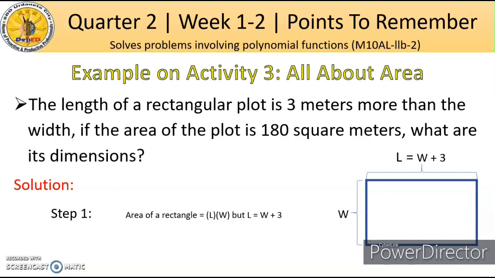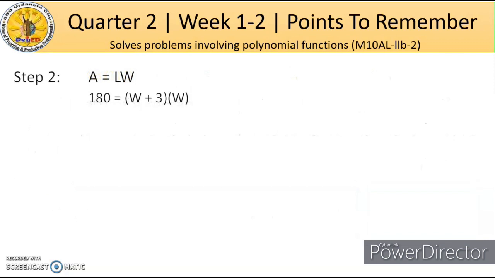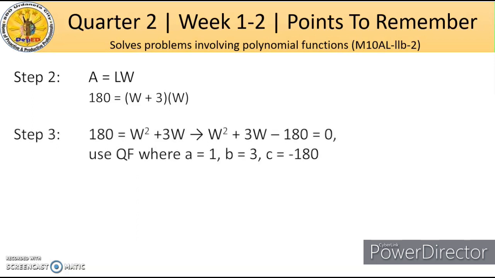So, Step 2, we may write the area as 180 is equal to quantity W plus 3 times W. Step 3, evaluating the mathematical equation, we have 180 is equal to W squared plus 3W. And rewriting it to standard form, we have W squared plus 3W minus 180 is equal to 0. Again, we have a quadratic equation. We may now use the quadratic formula where A is equal to 1, B is equal to 3, and C is equal to negative 180.